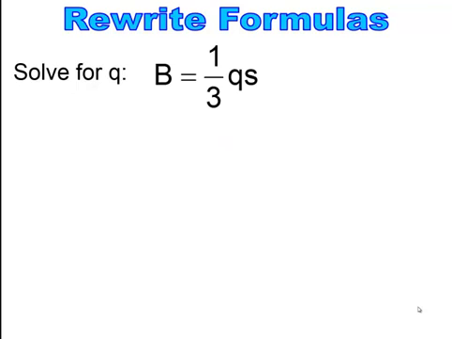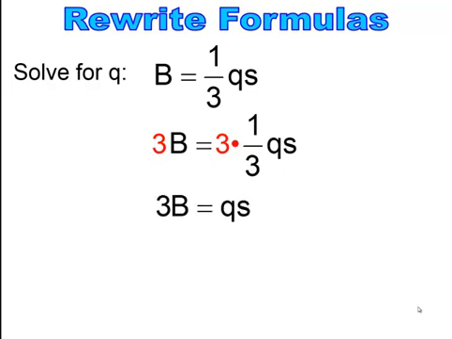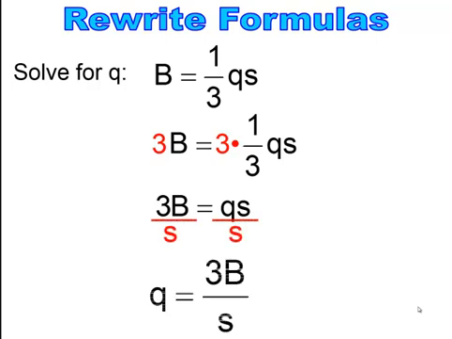So you need to solve for q here, which means you need to first get rid of the fraction by multiplying by its reciprocal, and in this case would simply be 3. Once you've multiplied by 3, you're going to end up with 3 capital B equals QS. And now you need to remove that S by dividing. So your Q formula will equal 3 capital B divided by S.